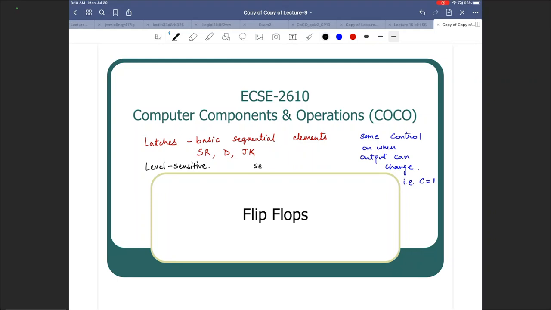It also falls in the category of semi-synchronous, because there is some control over when the output can change. So when we start talking about flip-flops now, we are going to get more control over when that output can change. When Q can change, and when I say Q, it also goes for Qn. We are not going to allow Q to change in a big time window. We are going to narrow that time window down so that we have very precise control over when the output can change or cannot change. So instead of going for level sensitive, we are going to go for edge sensitive.